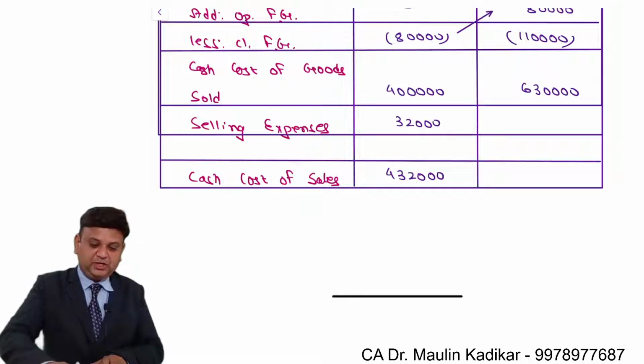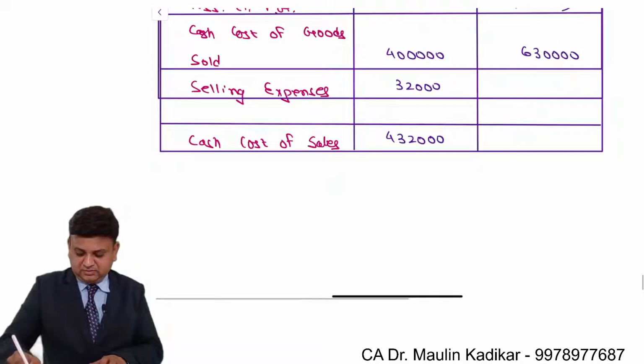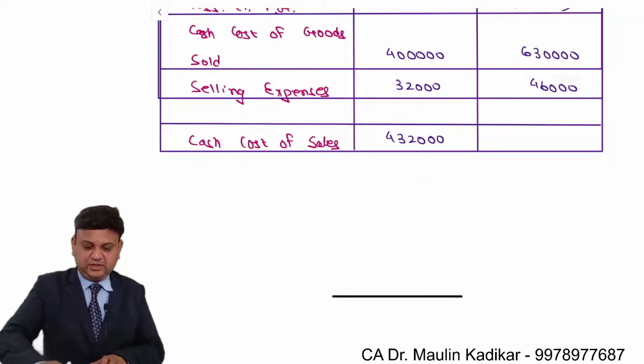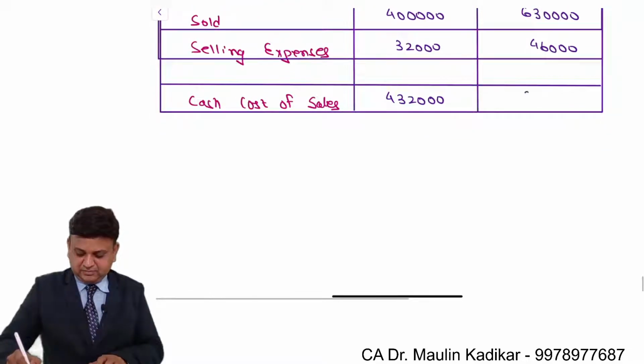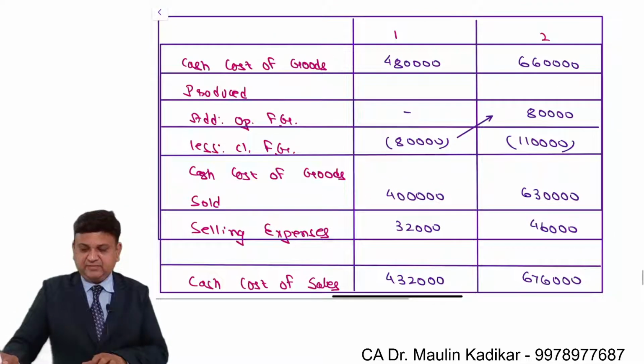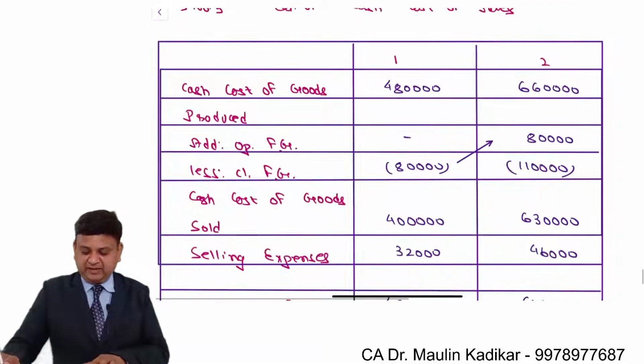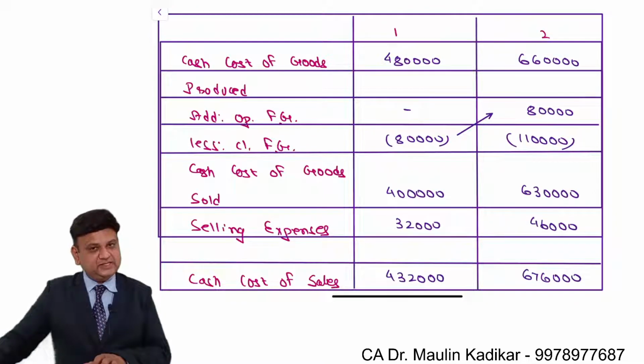Selling expenses: 4 into 8,500 plus 12,000, that is 46,000. That is the variable and fixed. Plus 6,30,000, so it comes to 6,76,000. This is the way the cash cost of sales will be calculated for the first year and second year.